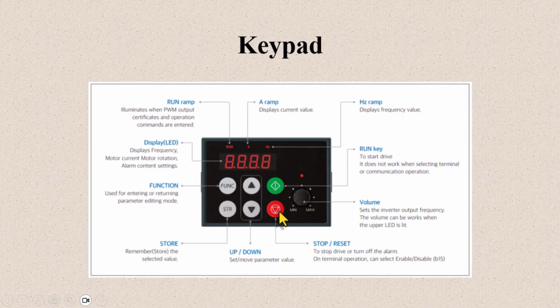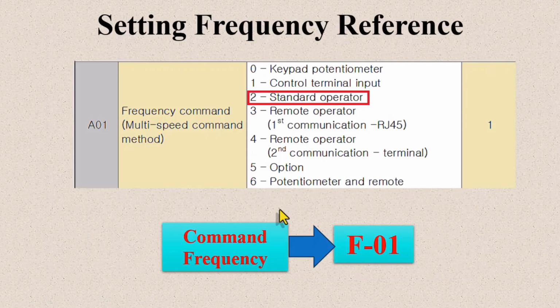You can see the run and stop keys. If you want to issue start and stop commands through the inverter's keypad, you can use the run key to start it and the stop key to stop it. Also, if you see an error on the inverter, you can use this red button or reset to clear that error.